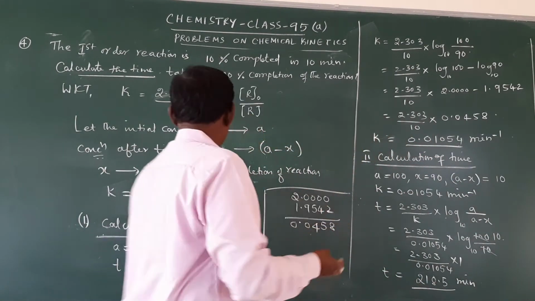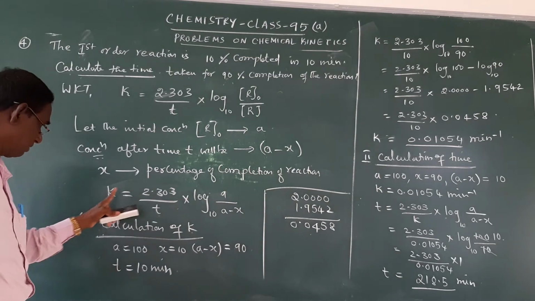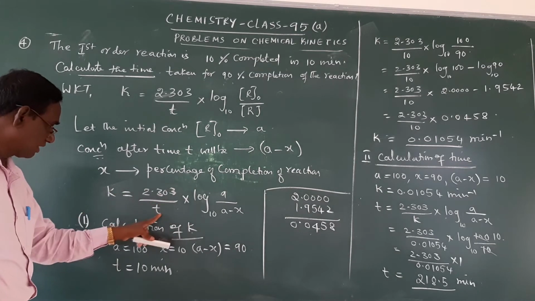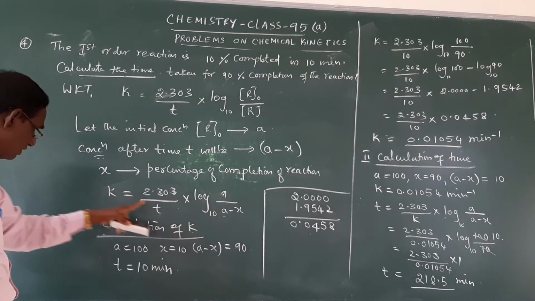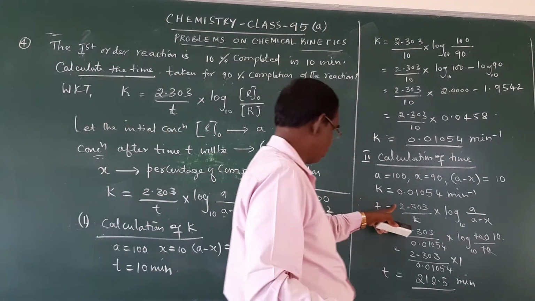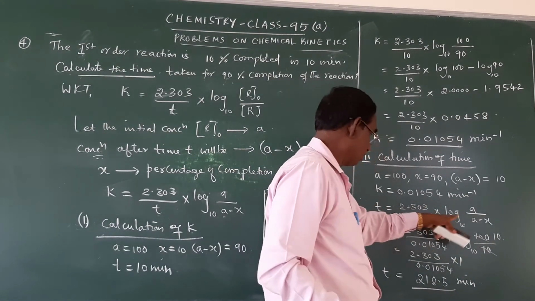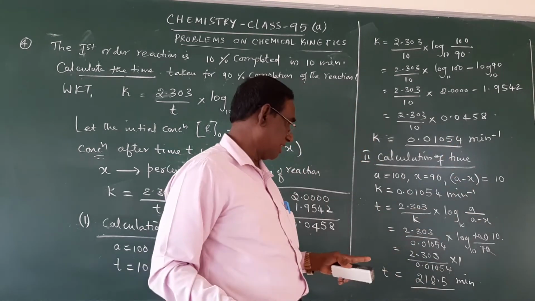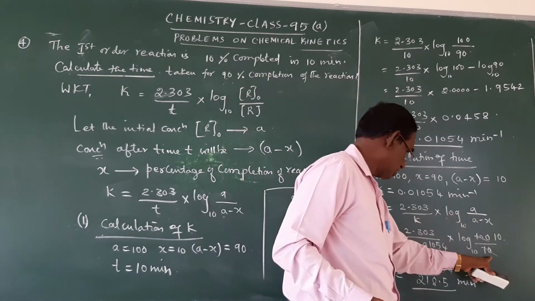Now you have to reverse this. k is equal to 2.303 divided by t into log A by A minus x. But you have to take t here. So therefore t is equal to 2.303 divided by k into log A by A minus x. But A is 100, A minus x is 10 already.